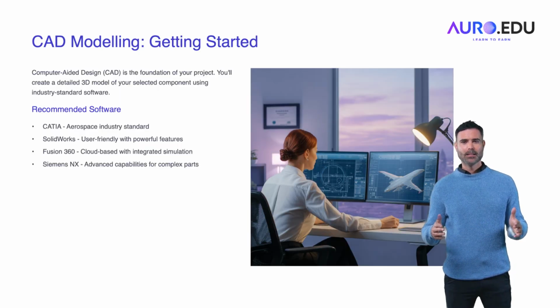CAD modeling, getting started. CAD modeling is the foundation, your digital twin of the component. Tools like CATIA, SolidWorks, Fusion 360, or Siemens NX offer different advantages. Choose one you're familiar with or excited to learn. Accuracy is crucial, and your model needs to be simulation ready. Avoid unnecessary details that make simulation slow, but include all features that affect performance.